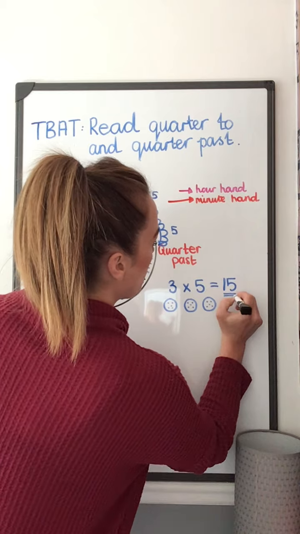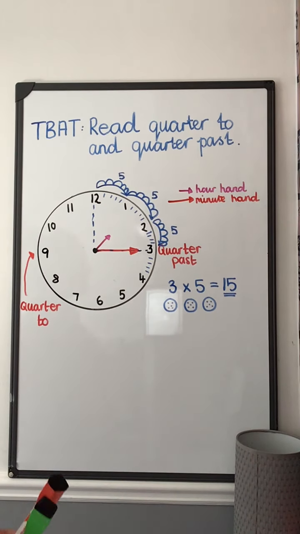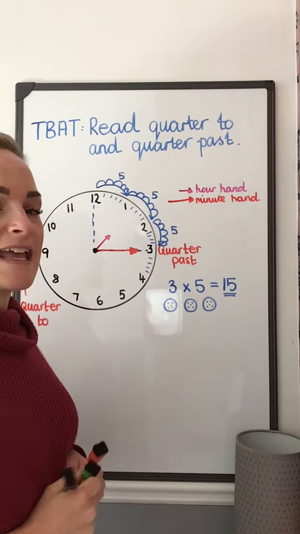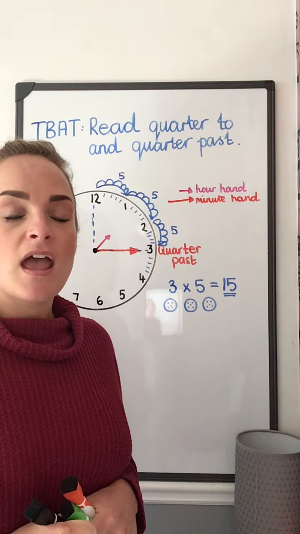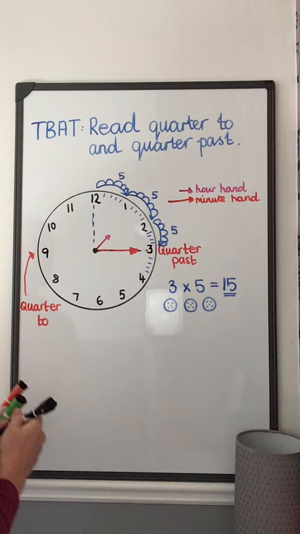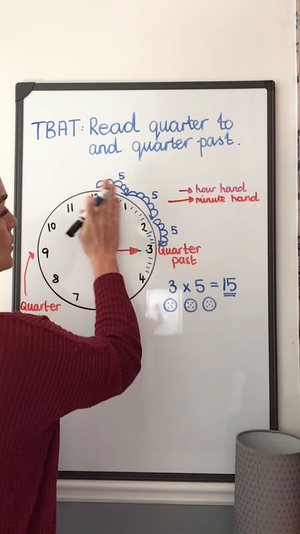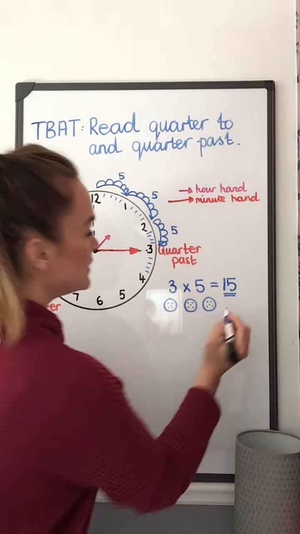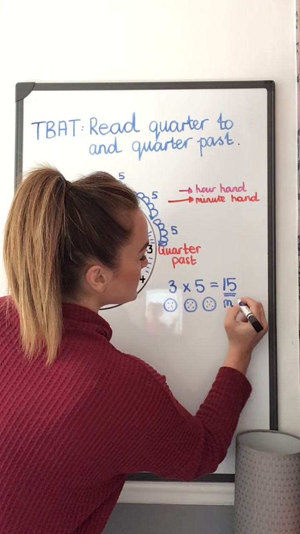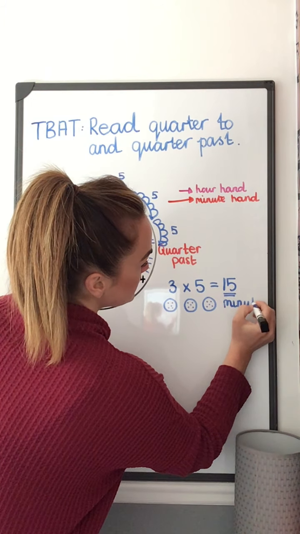Now 15 what? What are they? 15 elephants, 15 cats, 15 dogs. Each one of these is a minute. Well done. Each one is a minute. So quarter past is the same as 15 minutes.